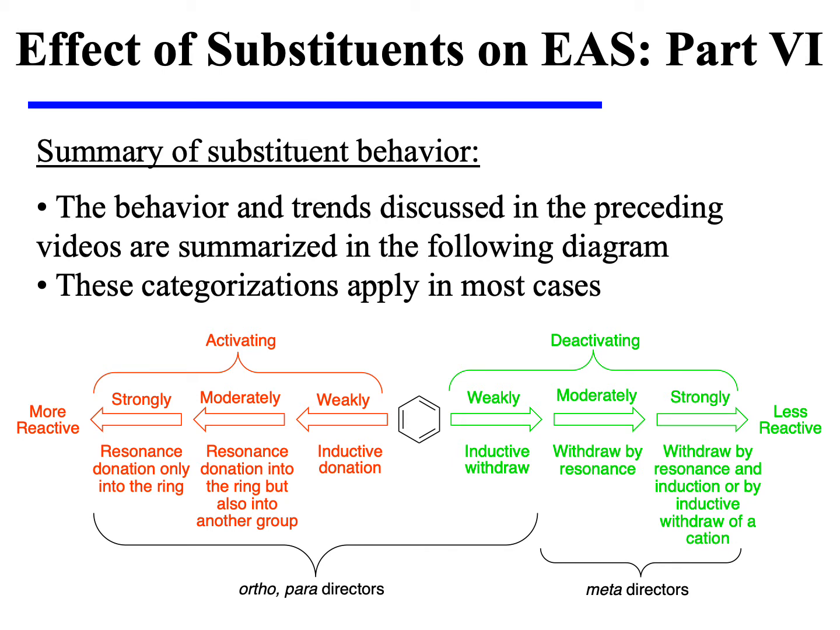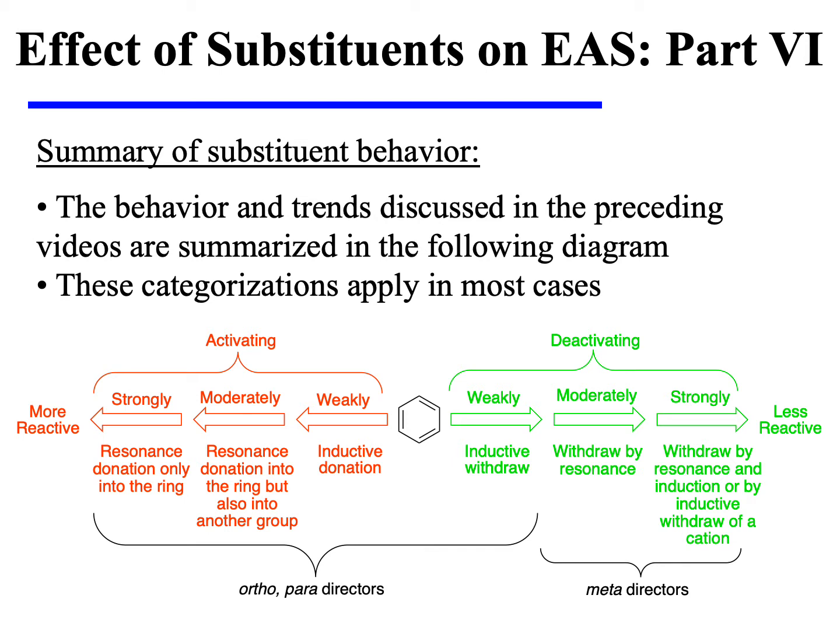Inductive donation of electron density leads to weak activation of the ring. And this happens when alkyl groups are substituents on the ring. On the other hand, moderately activated rings result from resonance donation into the ring, but also into another group.